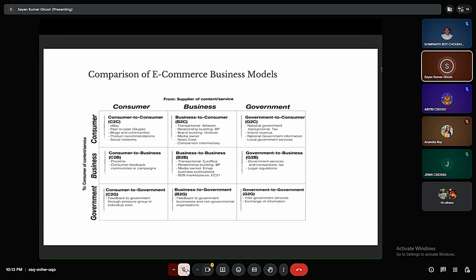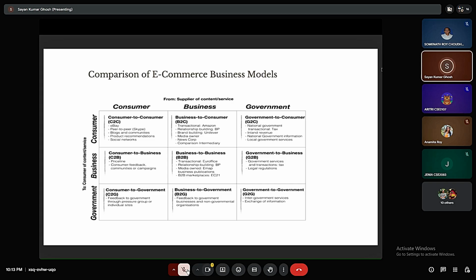Now, looking at the government-related models, G2C, which is government to customer, includes online tax payment, bill payments, and public services. G2B, or government to business, involves licensing, legal documents, and regulation for companies. And then comes G2G, which is government to government, supports data exchange and services between government departments.